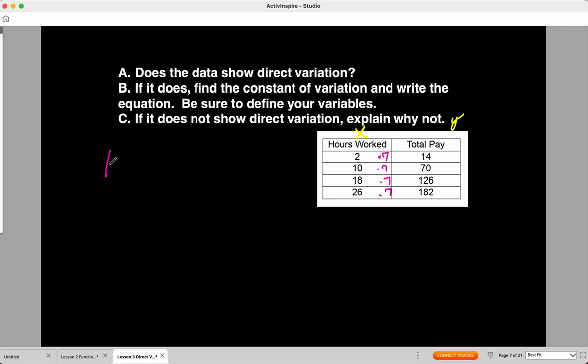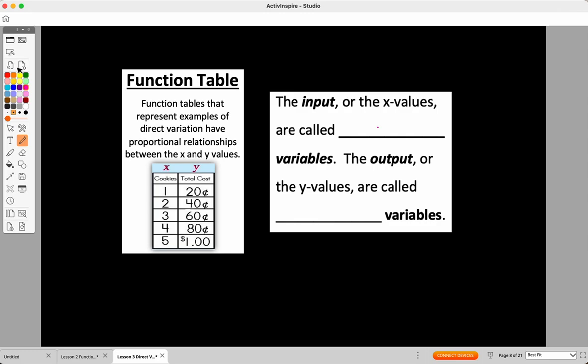So does this show direct variation? For A, the answer is yes. Does it have a constant of variation? You're right, it does. So you're going to say yes, and we're going to define our variables. We're going to say let x equal hours, and let y equal pay. All right, and so we're going to say your pay y is equal to 9 times x. Okay? And you'll be able to see how that works out. And since it does not show direct variation, we don't have to answer. Okay? So let's take a look at this idea.